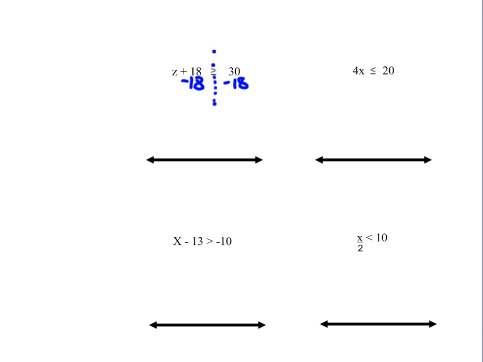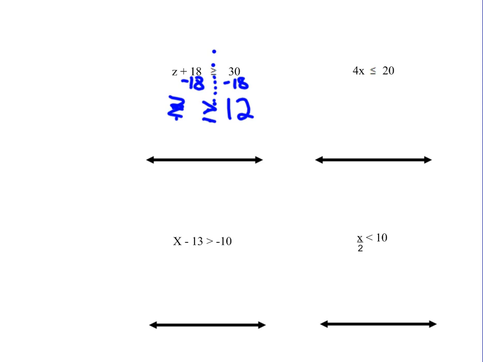18 minus 18 is going to give me z plus 0, which I'm just going to write as z. I'm going to bring down my inequality sign. 30 minus 18 is 12. So now, no longer does z have to equal 12. z just has to be greater than or equal to 12.